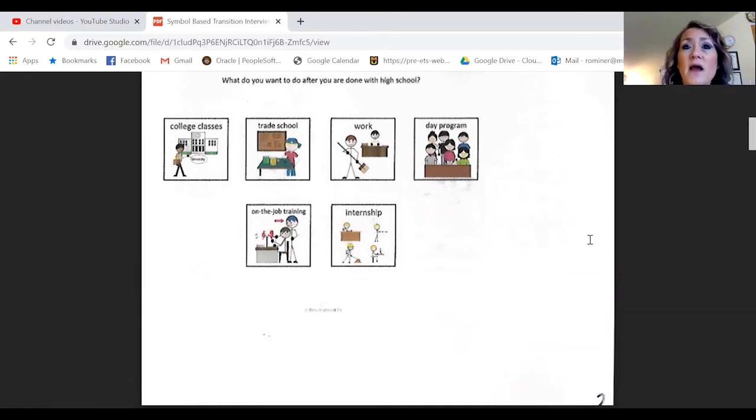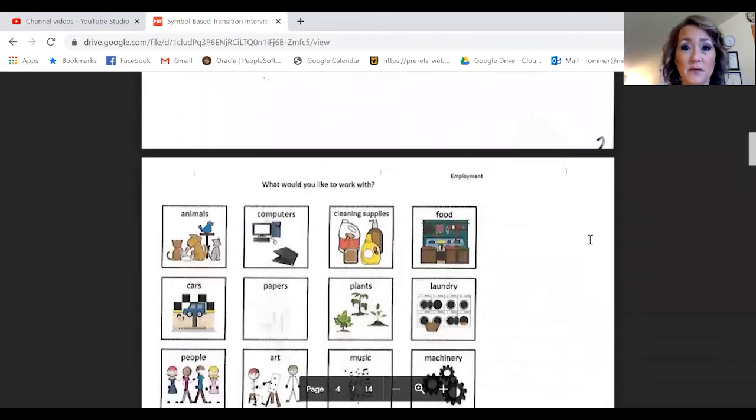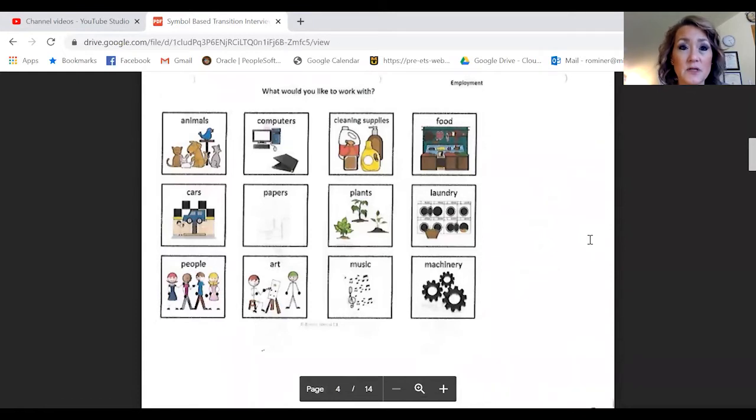What do you want to do after you are done with high school? There's going to be the choices of college classes, trade school, work, day program, on-the-job training, internship. Most of the kids, when they hear work, that's what they'll say, or day program, because they've heard that they might go to a day program after school's over.